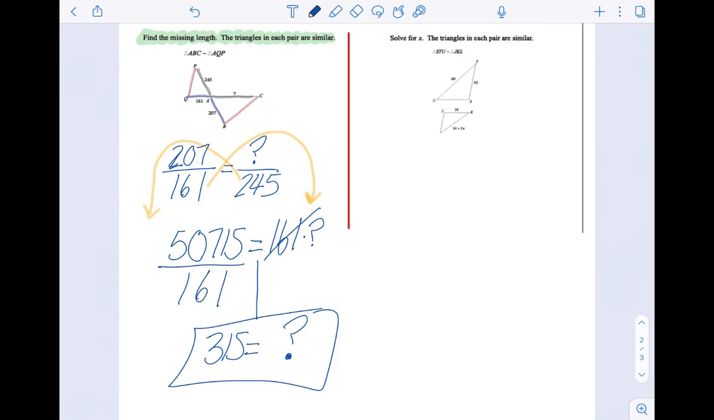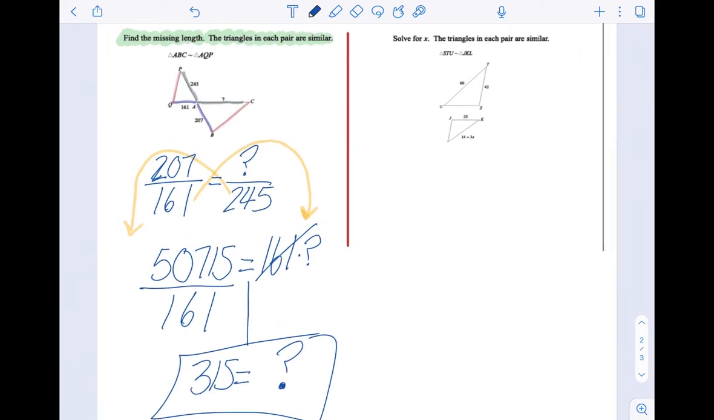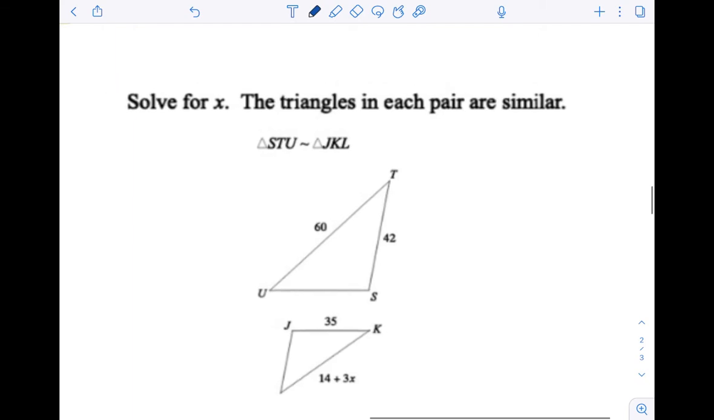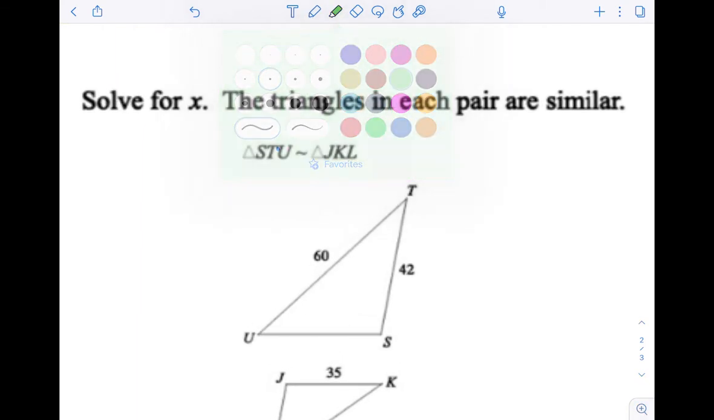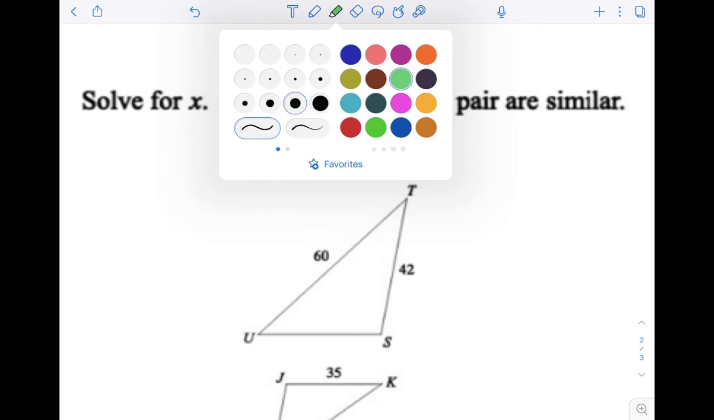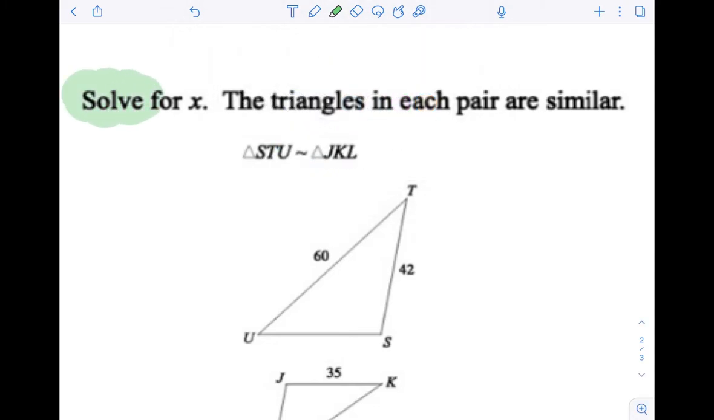All right. Remember, follow the order of the vertices, right? Follow the order of the triangles. So let's take a look at our second example here. Our second example says solve for x. Okay, we're going to solve for x. The two triangles in each pair are similar, right? So let us take a look.